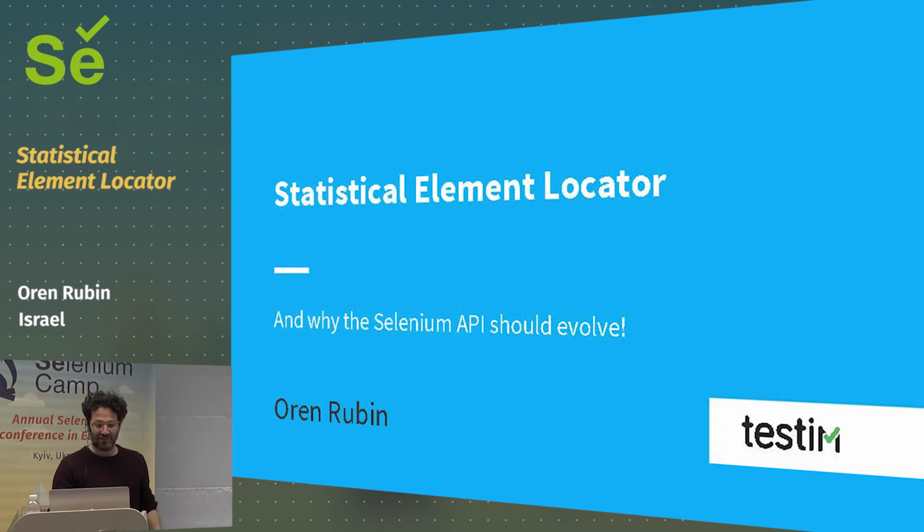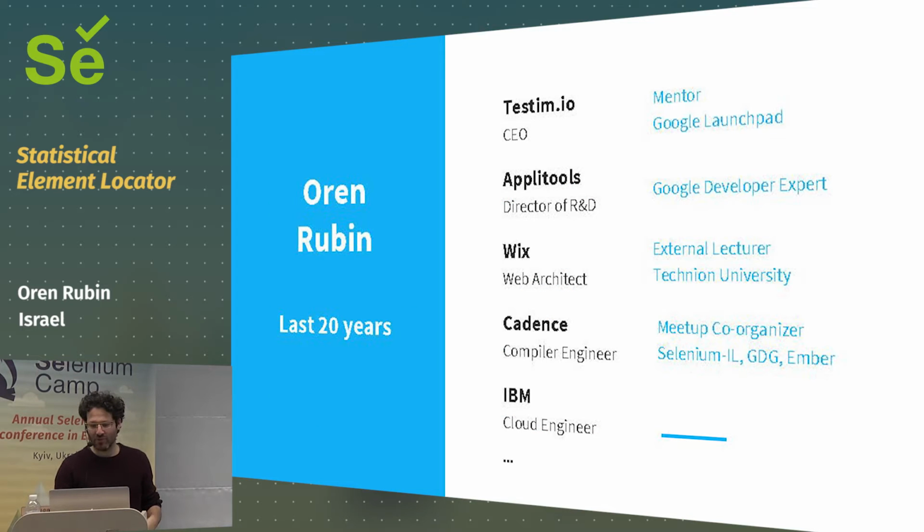So let's get started. Well, about me, I've done a lot of things in the last 20 years. That's only half of them. Half of them were voluntary, on the right side.